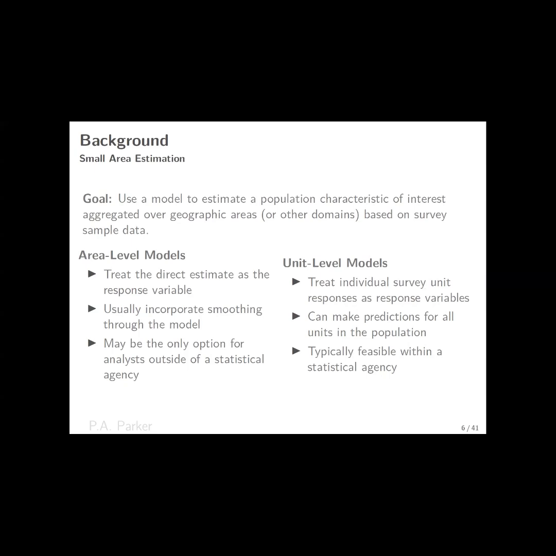The alternative would be a unit level model, where instead of working with those direct estimates, we're working with the individual survey responses directly. The general idea there is you can fit a model with your sample data. You can get predictions for the entire population, essentially creating a synthetic population, and then aggregate it up to whatever level you want to create estimates at. But here you would need the individual data points. Often these are confidential microdata, so unless you're within a statistical agency, you might not have access to that data.